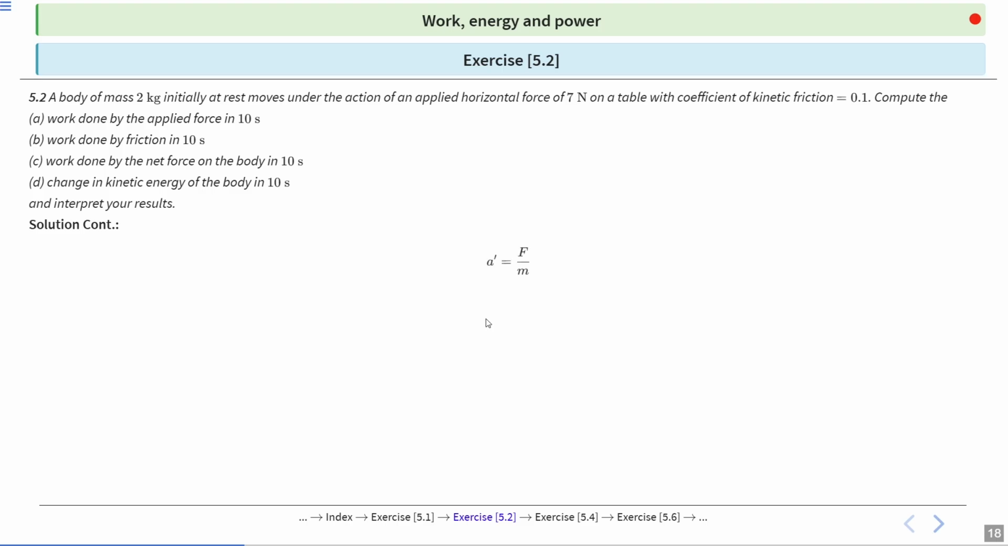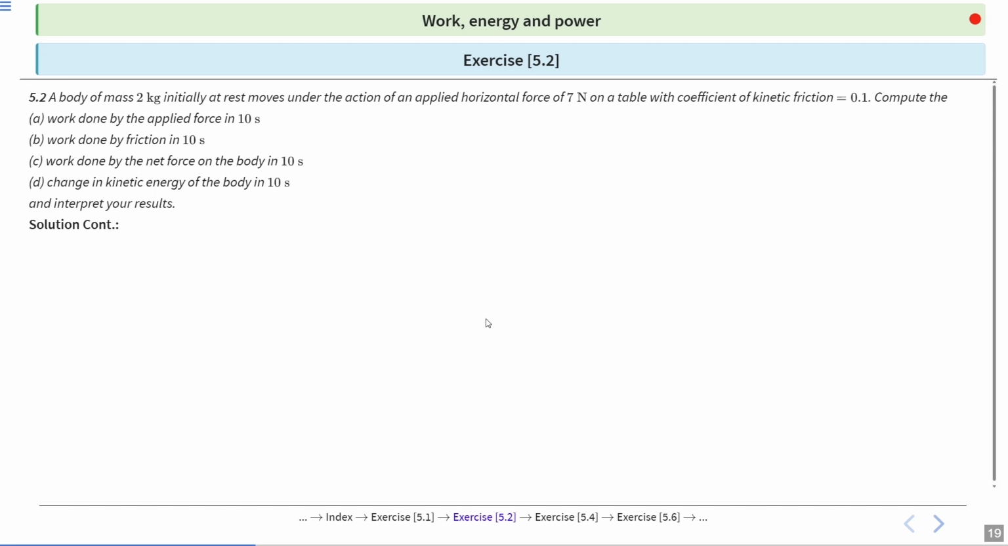So acceleration will be force upon mass. Now we know force is 7 Newton and mass is 2 kg. So acceleration will be what? 7 by 2. So a, or we can say acceleration, is equal to 3.5 meter per second square. Clear?